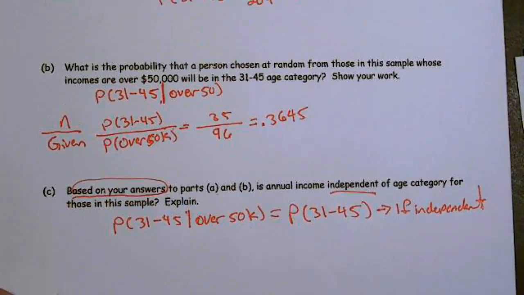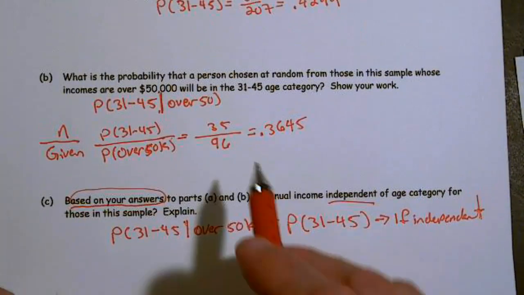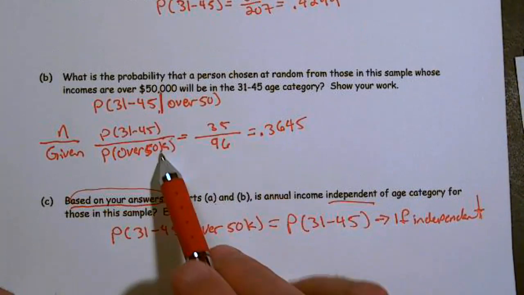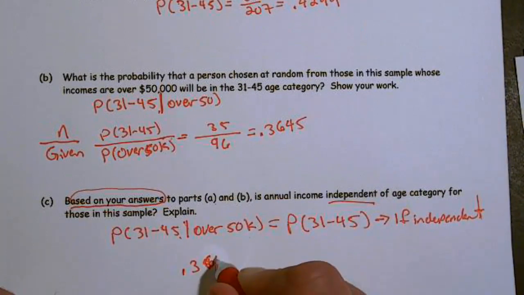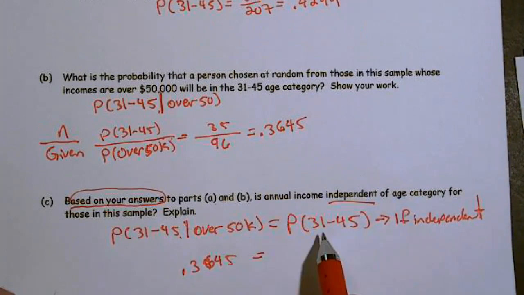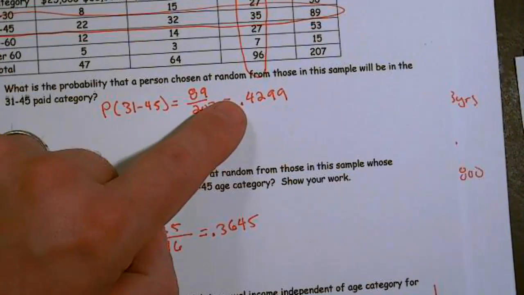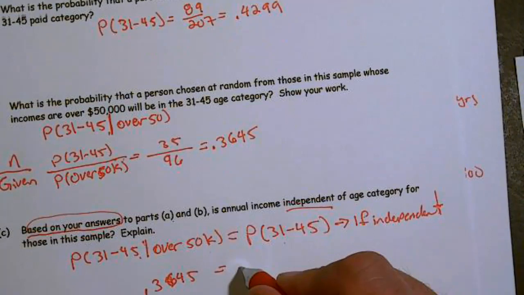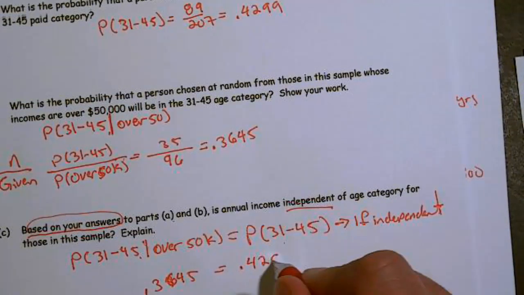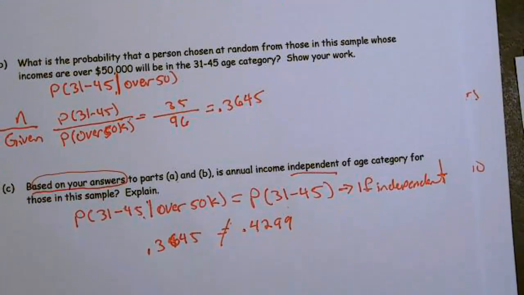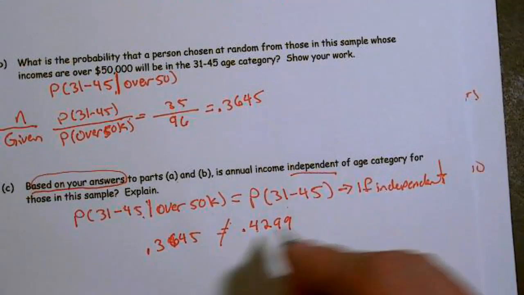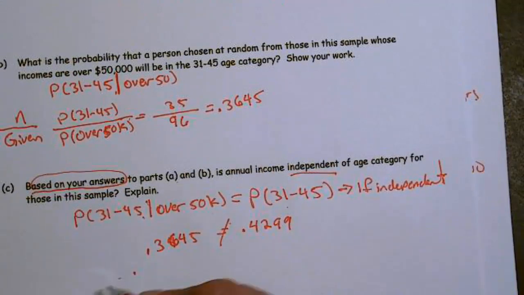Because now all I need to do is start plugging in values. Well, this is going right here. So this is 0.3645. And we know that 31 to 45 is 0.4299. And we know that they're not equal.